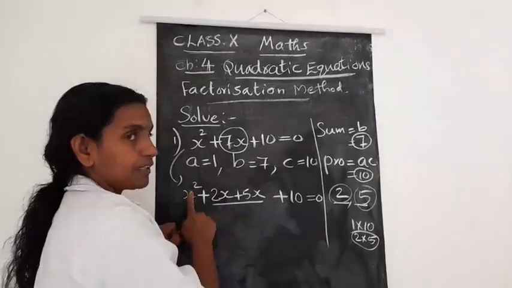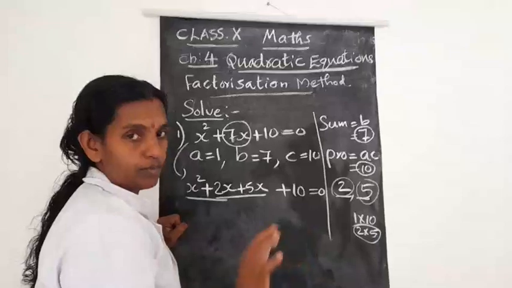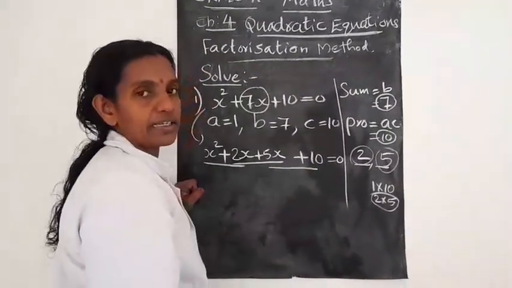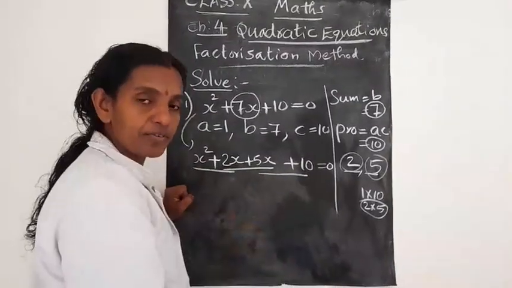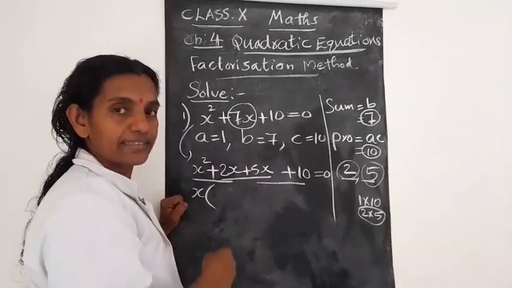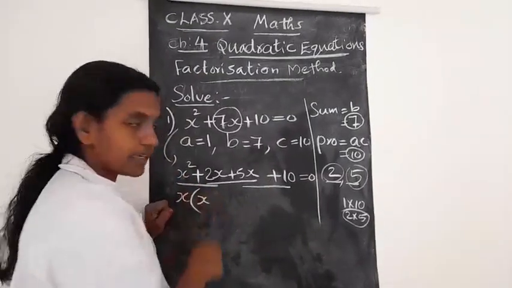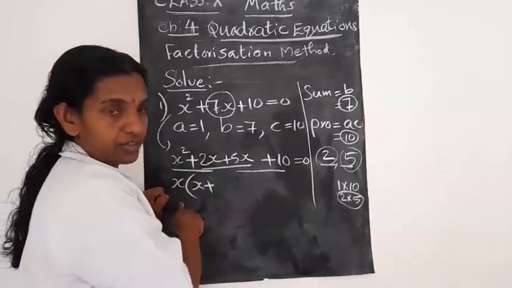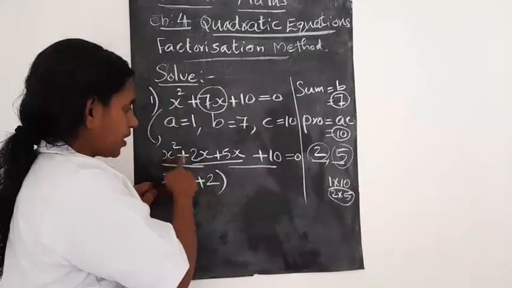Next step. Do you remember the next step? From the first two terms, select a common factor out. The same way, from the third and fourth also you have to select a common factor out. In x square plus 2x, x is a common factor. So x into, what is remaining here? x. Okay, because x into x gives x square. Then plus, x is taken out, so what is remaining? 2. Clear?